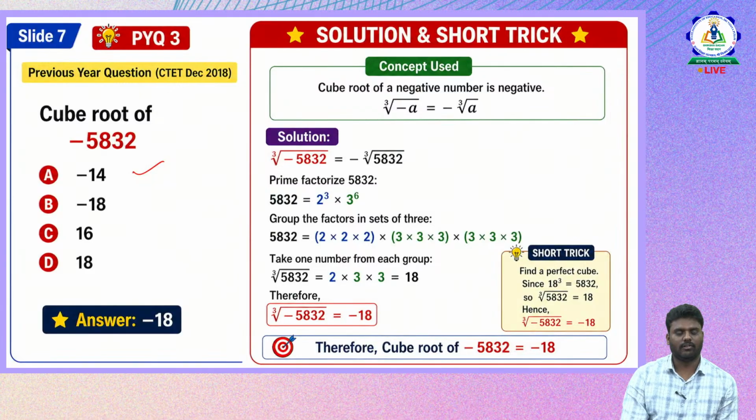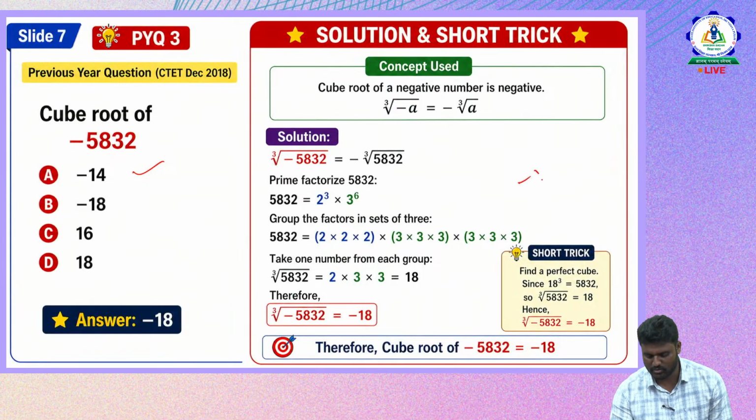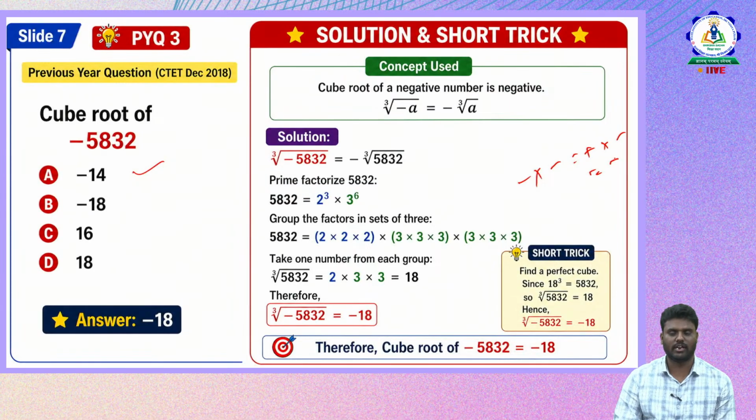Now if you look at the question here, they ask us to identify the cube root of minus 5832. The cube root of a negative number is always negative only. Minus into minus is plus, and if you multiply by minus again, it becomes a minus. So the cube root of a negative number always becomes negative. Therefore we can keep the negative outside here.